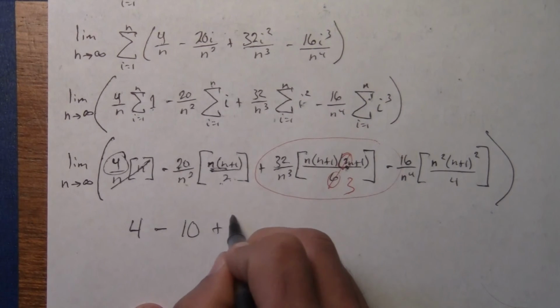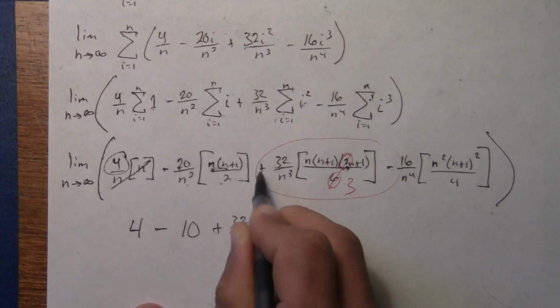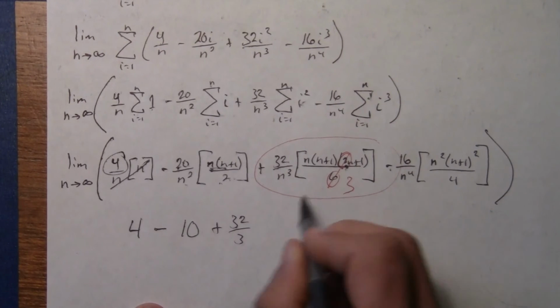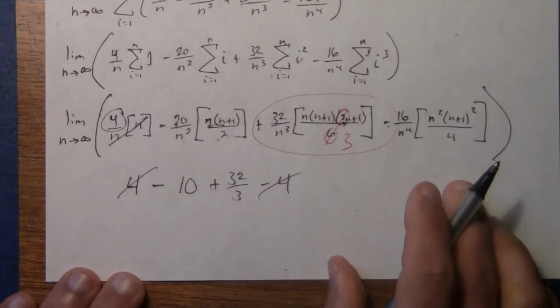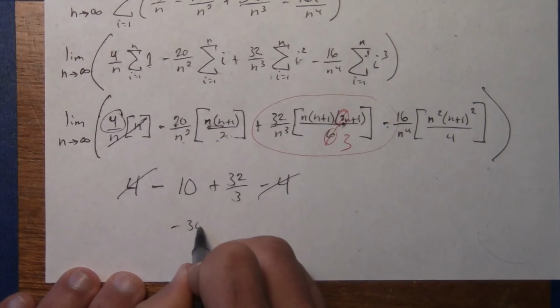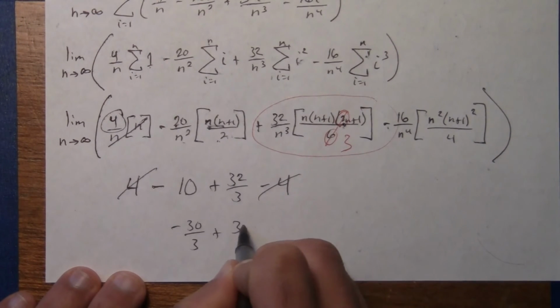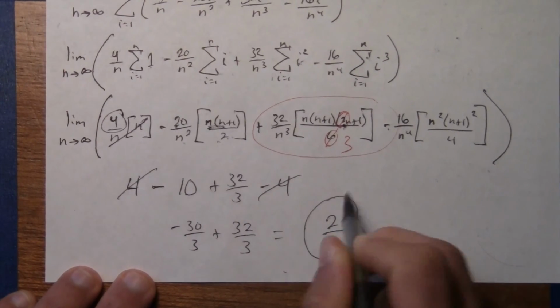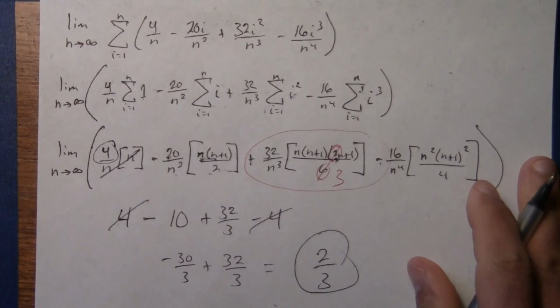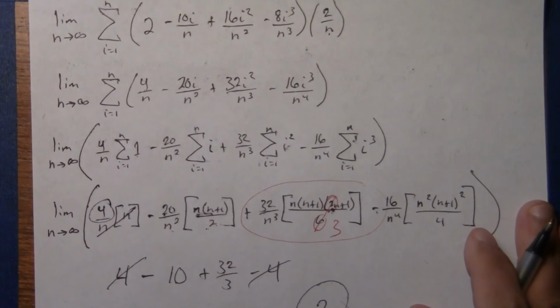So this is going to be 32 thirds that I'm adding, subtracting 16 over 4, or 4. So 4 and negative 4, of course, those cancel out. I can change that to negative 30 thirds plus 32 thirds, or the limit as n approaches infinity, which is the same thing as the area under the curve, is 2 thirds.